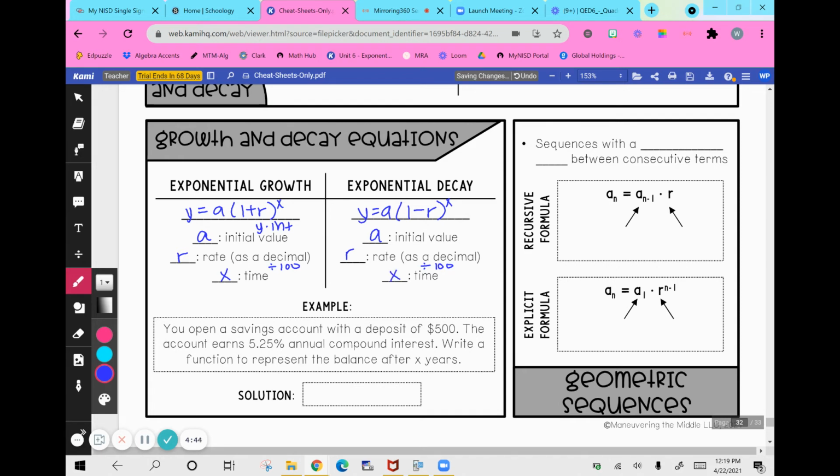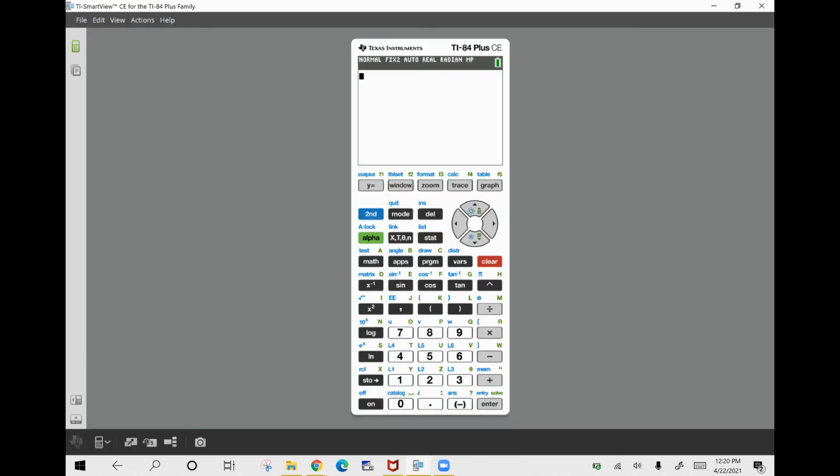So the example here says you open a savings account with a deposit of $500. The account earns 5.25% annual compound interest. Write a function to represent the balance after x years. So here's what I need to identify. I need to identify my a. My a is 500 because that's what I started with. That was my initial deposit. My rate is 5.25%, but I need to write it as a decimal. So I'm going to come over to my calculator and say 5.25 divided by 100.